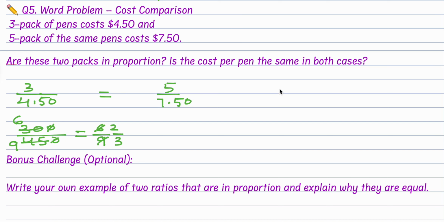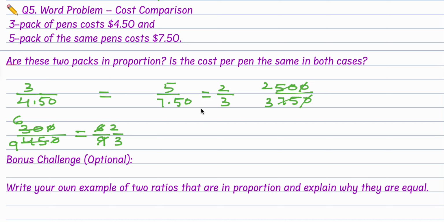Now let's check for this one. So that is 500 over 750. 0 is with 0. Now 25 is the common factor. 25 2s are 50, 25 3s are 75. So both ratios are equal to 2 by 3. That means yes, the cost of the pens are in proportion.